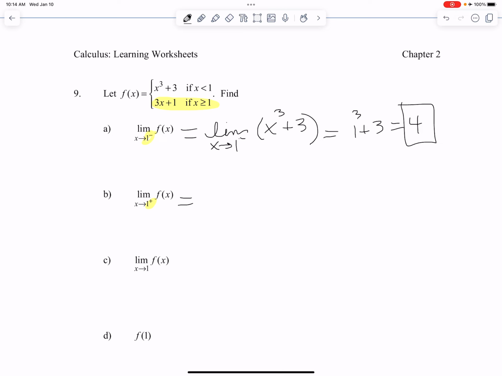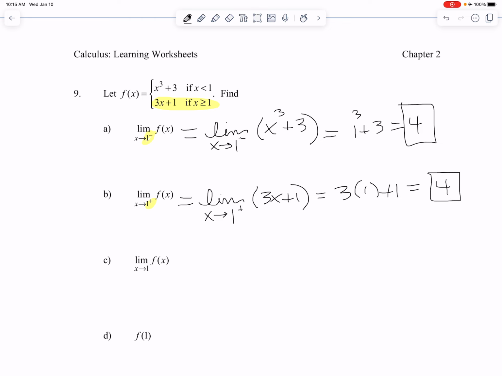This tells us our limit as x goes to 1 is going to be of 3x plus 1, which gives us 3 times 1 plus 1, which is also 4. This is good news, because since the left-hand side and the right-hand side are both showing us the same value, that means our limit does exist, and it is 4, because we've looked at it from both sides.